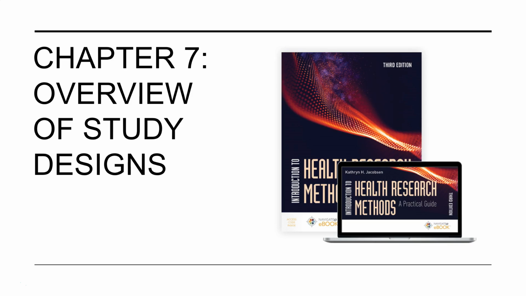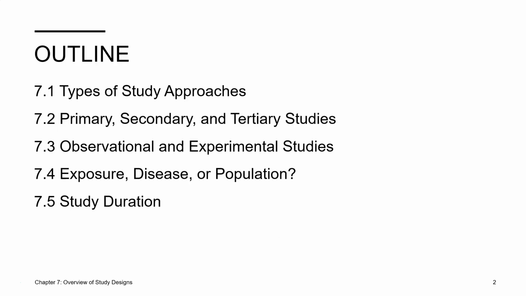common primary study designs. In this chapter specifically, you will learn that many types of observational and experimental study approaches are useful for clinical and population health research. Here is an outline of the chapter. Section 7.1 covers types of study approaches. Section 7.2 covers primary, secondary, and tertiary studies. Section 7.3 covers observational and experimental studies. Section 7.4 covers exposure, disease, or population formats. And Section 7.5 covers study duration.